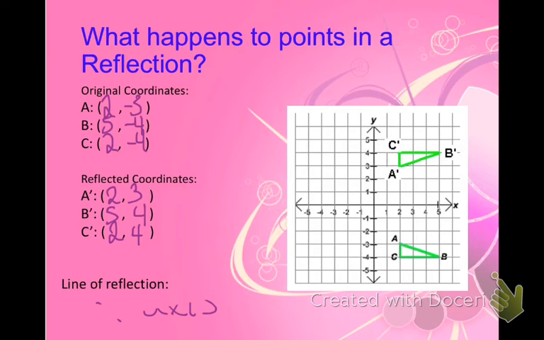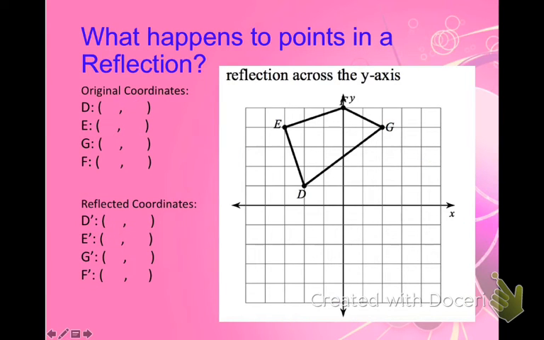Okay, so here we go. Now we're going to reflect across the y-axis. The first thing I'm going to do is write down my coordinates, like always. So D is negative 2, 1. And we're just going to assume this is counting by ones. E is negative 3, 4. G is 2, 4. And F, which is here, you can't really see it very well, is 0, 5.